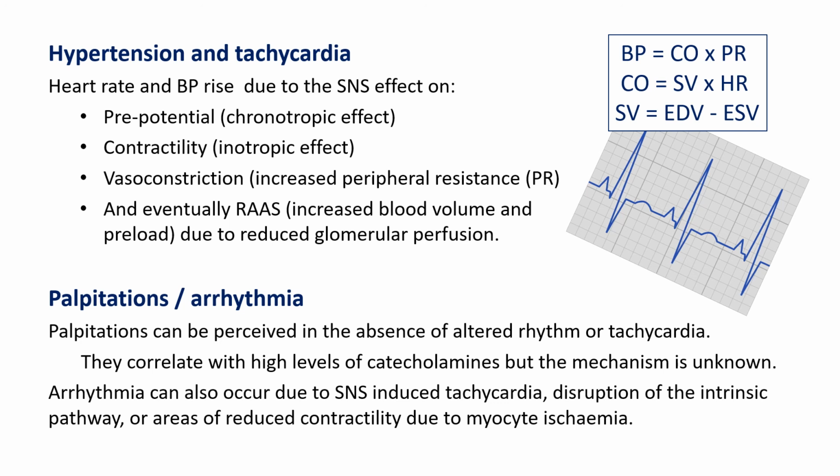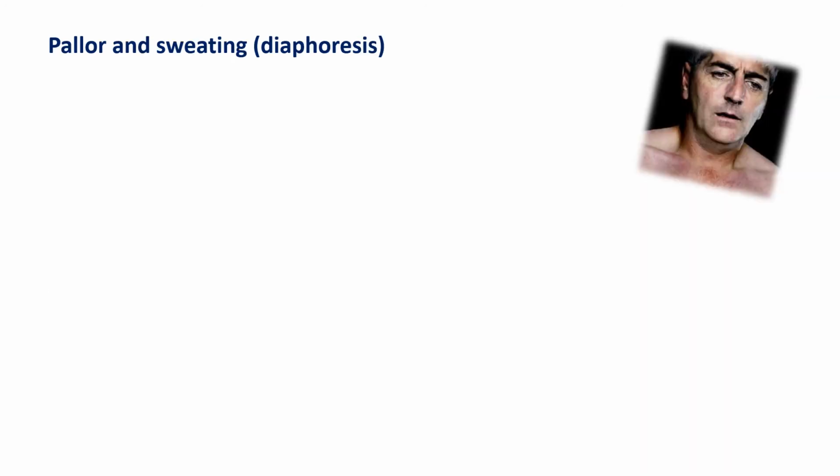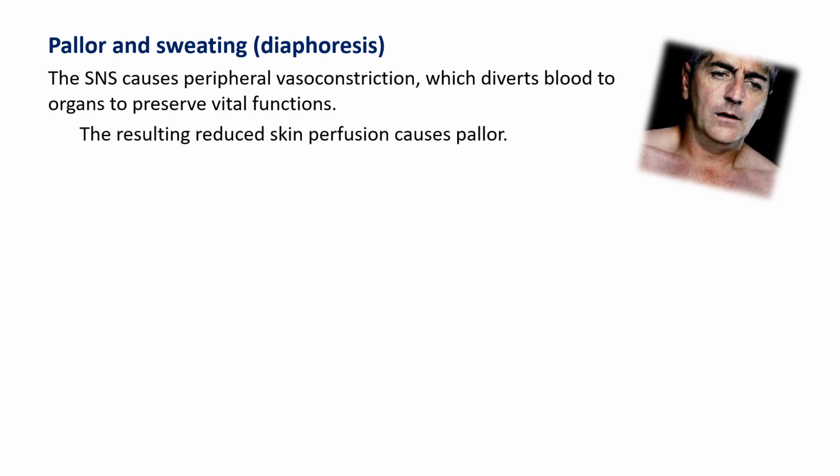Pale and clammy. What a classic in terms of a cardiac presentation. Sweating, we said that the posh word is diaphoresis. The sympathetic nervous system, if you remember, tends to cause peripheral vasoconstriction. What it's trying to do is divert blood to more important organs and more important tissues to preserve those vital functions. So the skin, perfusing the skin is less important. Less perfusion, then we get less of that nice pink colour and we get pallor.